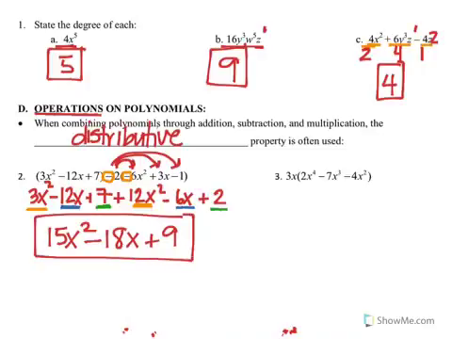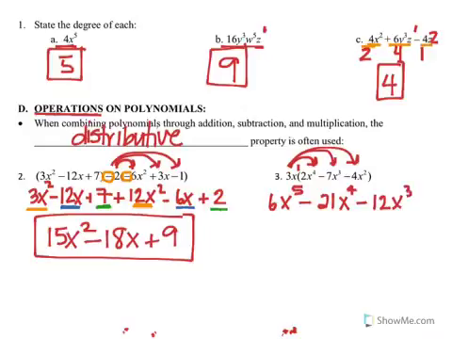Same thing on problem number 3. We're going to distribute. So this one's going to multiply here, and here, and here, and we're going to come up with 6x to the, remember we add the exponents when we multiply, so this is 6x to the 5th, minus 21x to the 4th, minus 12x cubed. And since none of these are like terms, that's as simple as that one can get, and I have to leave it just like that.